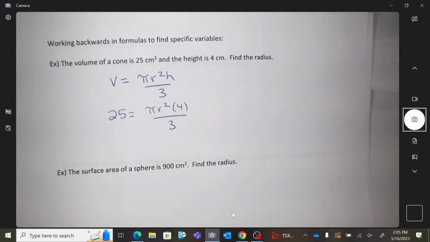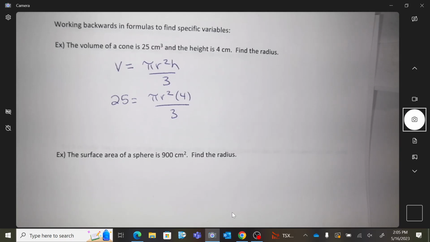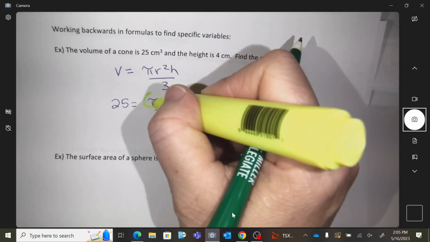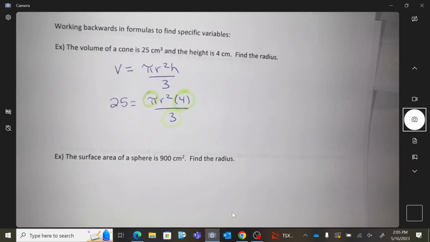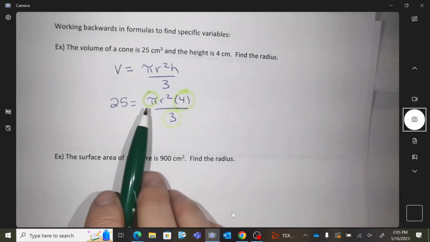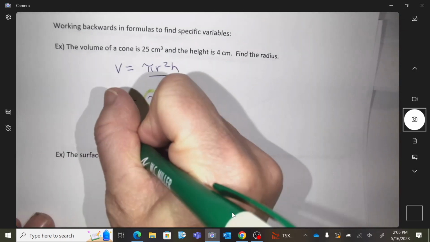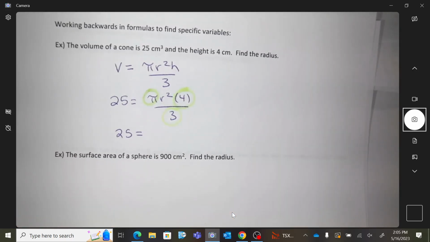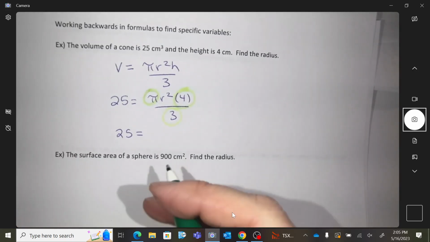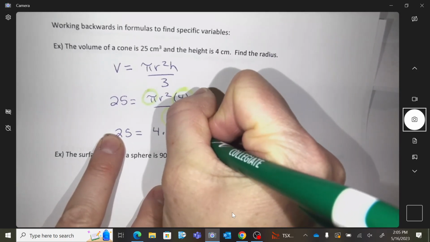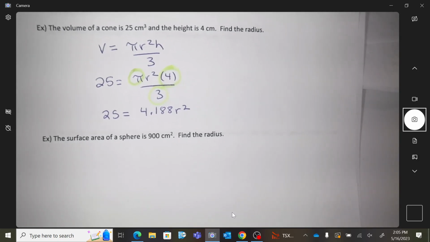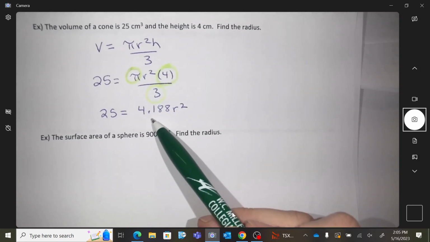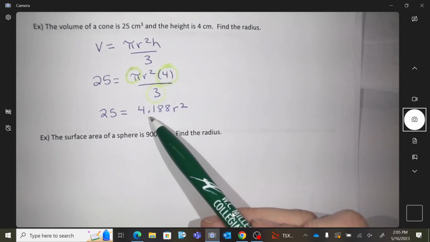Okay, so here is what I'm going to do. In my calculator, I'm going to type pi times 4 divided by 3. I'm going to type those 3 things in there. I'm going to do pi times 4 divided by 3. So I put those 3 things together and it was a 4.18 in my calculator.